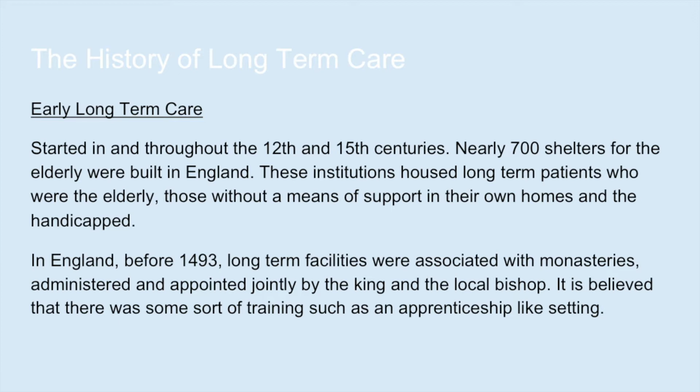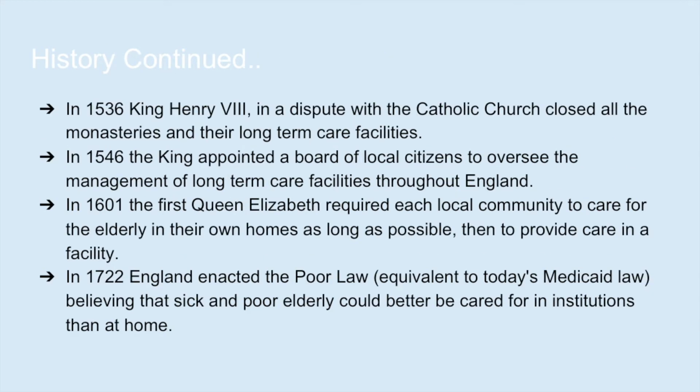And so the history of long-term care kind of goes back to the 12th and 15th centuries. Long-term care didn't start to really get administered by the government until 1493, when these facilities were starting to be established through monasteries, and the Catholic Church at the time was basically run jointly with the government. And so they were administered jointly by the king and a local bishop. And it was believed that they served as some sort of training ground for the Catholic Church. And so in 1536, King Henry VIII had a dispute with the Catholic Church, which closed down all the monasteries and their long-term care facilities.